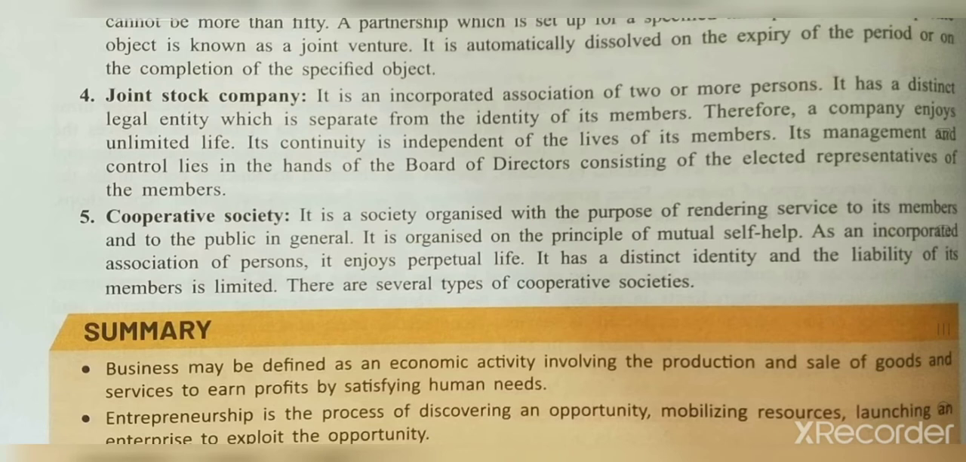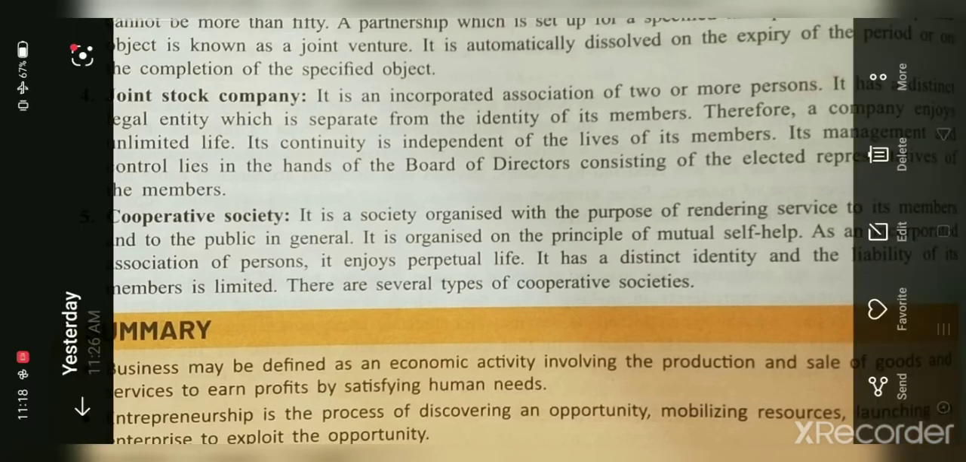It's a corporate activity enterprise, right? So these are the two kinds of forms of business activity. One is non-corporate and the other is corporate. Okay, and of these, joint stock company and cooperative societies come under corporate business enterprise, right?